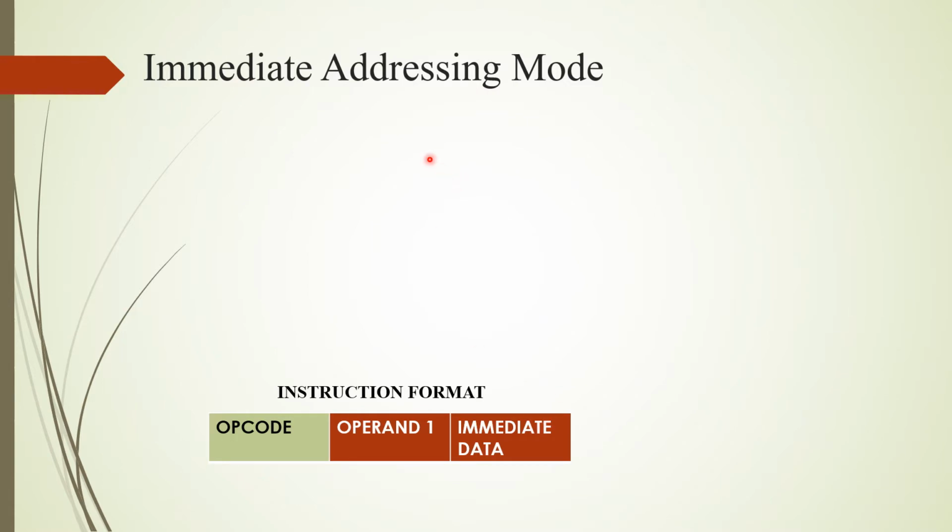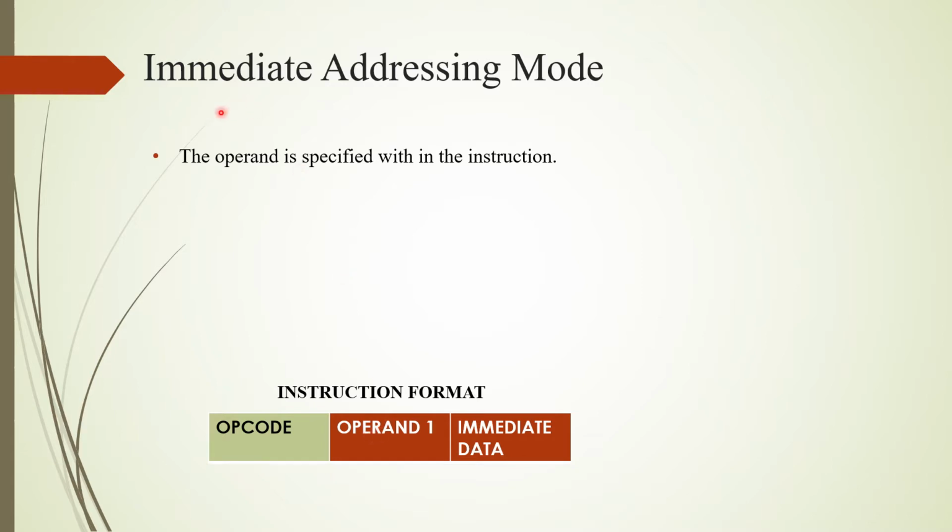Coming to the first type of addressing mode, immediate addressing mode. In this, the operand is specified within the instruction. You can check out the instruction format here. The instruction format basically consists of opcode and operands. Opcode tells what operation has to be performed by the processor, and there may be two operands, or three operands, or one operand, or no operand, depending upon the type of the instruction.